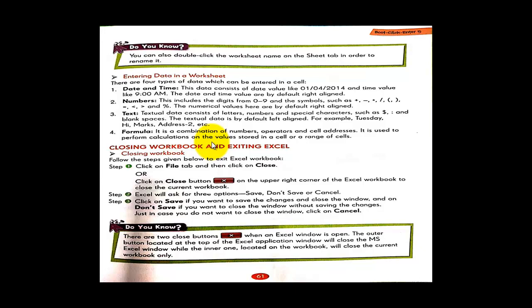Now here we know how to rename a cell, how to insert a cell, how to delete a cell, how to open a cell, how to save, how to open a workbook, how to save a workbook. Now after knowing all these things, the last thing we should know is how to close a workbook and how to exit from the Excel window.